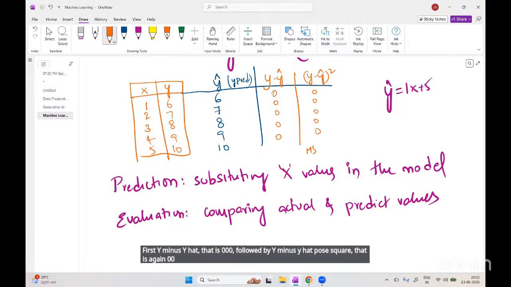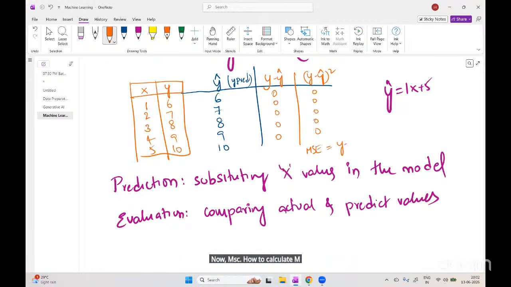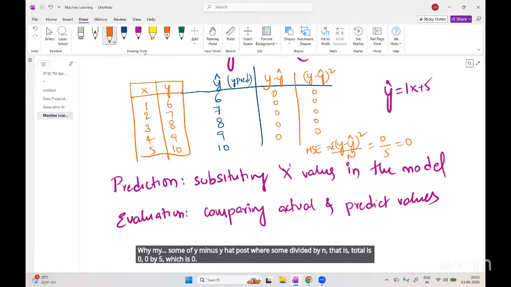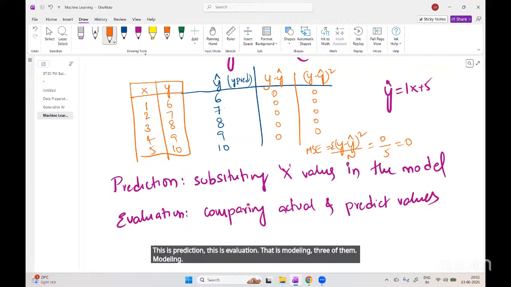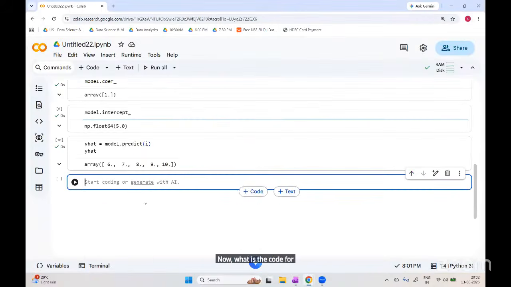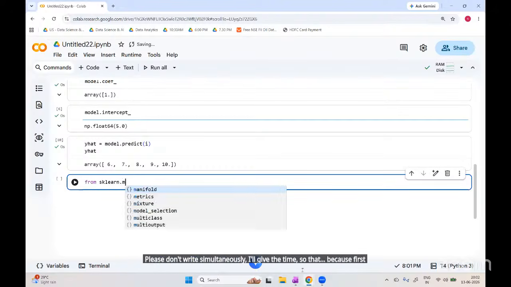Now MSE, how to calculate MSE? Sum of y minus y hat whole square, sum divided by n, that is total 0, 0 by 5, which is 0. This we call evaluation. This is prediction, this is evaluation. That is modeling. Modeling, prediction, evaluation, three of them. Now, what is the code for this? Let us see the code. Please don't write simultaneously. I will give the time, because first let us focus, guys, please.